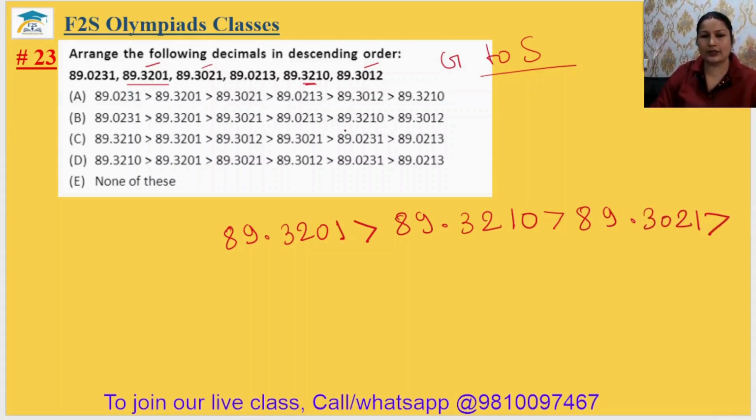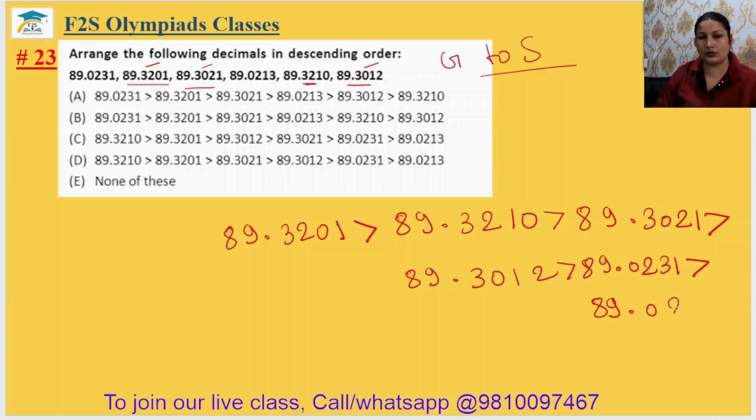89.3021. Now it is greater, हो गया आपका 89.3012. We have done with this also. Now 0202, but it is 31. It will be your 89.0231 is greater than 89.0213. So where it is? In the option number D. You can check. The 23rd answer will be option D.